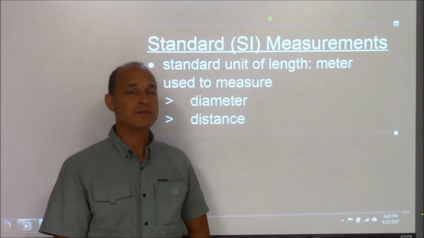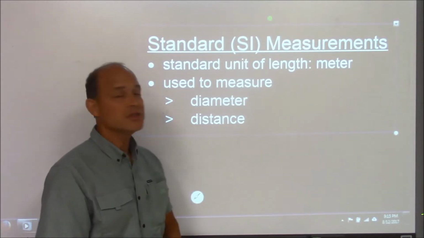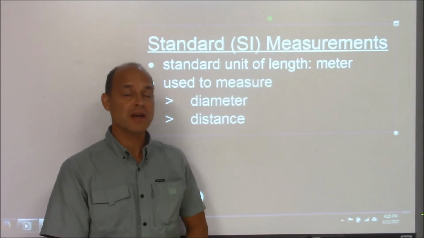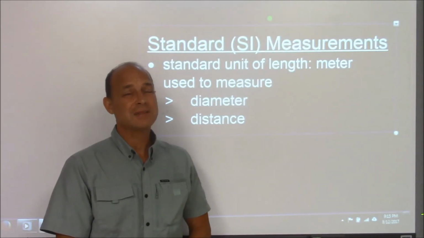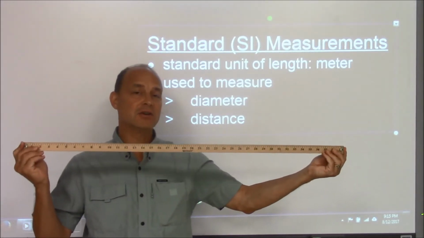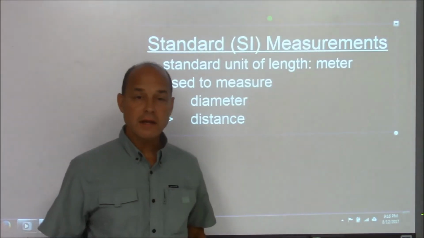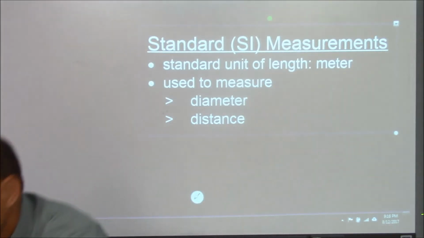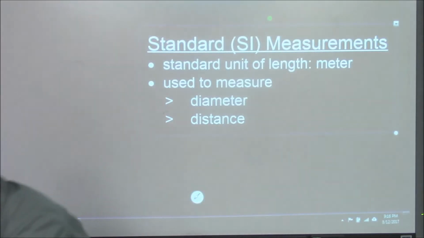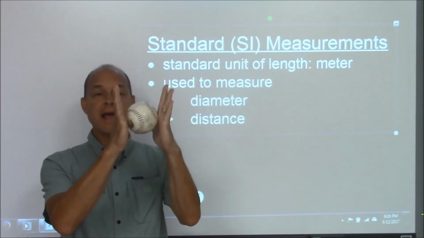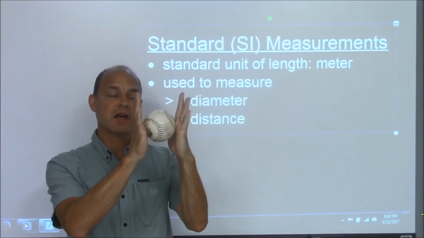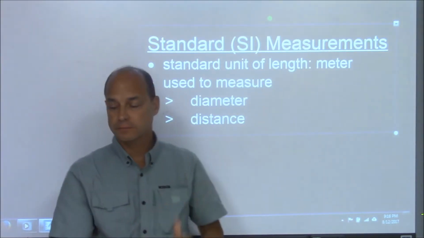First of all, I need to cover some really basic information, just so you know. Standard SI measurements. SI stands for the International System of Measurements, and it's basically the metric system in which the meter is the standard unit of length. Length can be used to measure the distance between two objects or the diameter of an object. The diameter is the edge-to-edge distance of a round or spherical object.